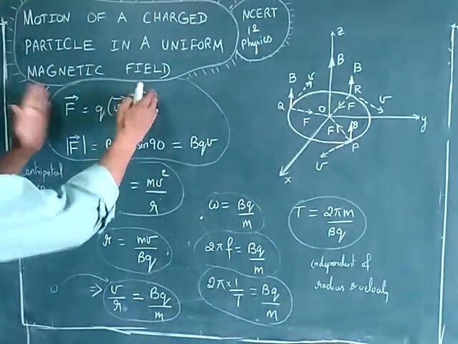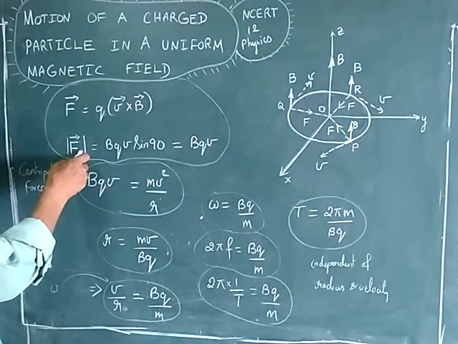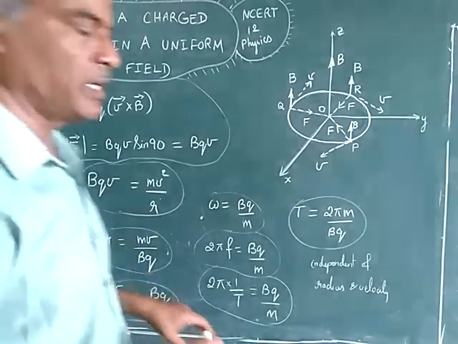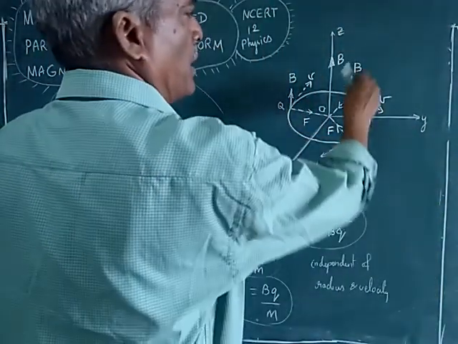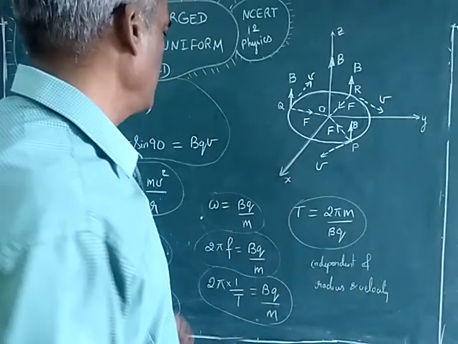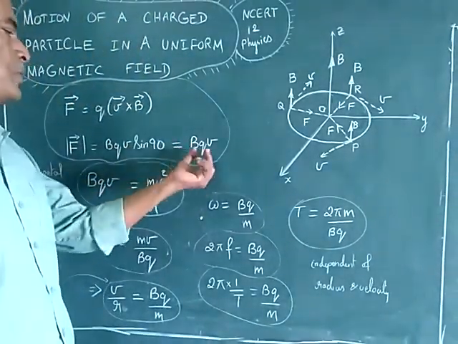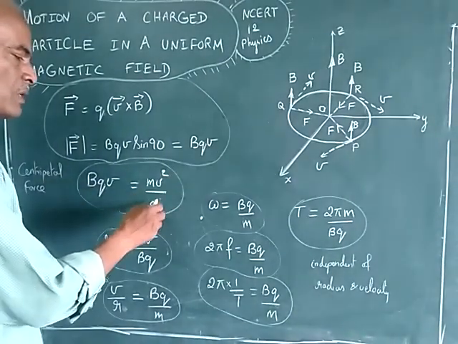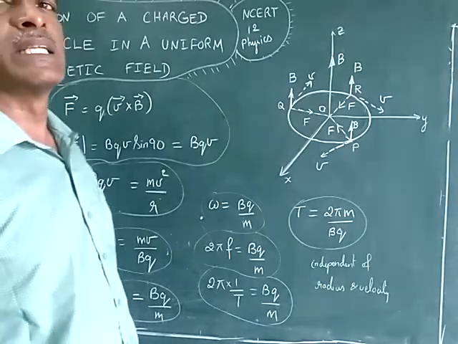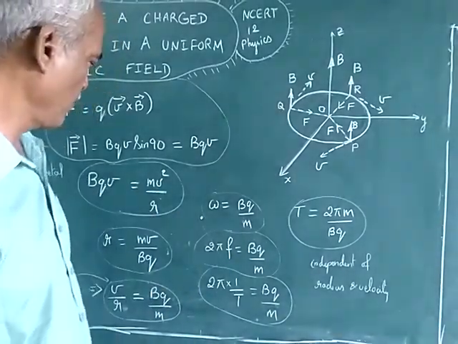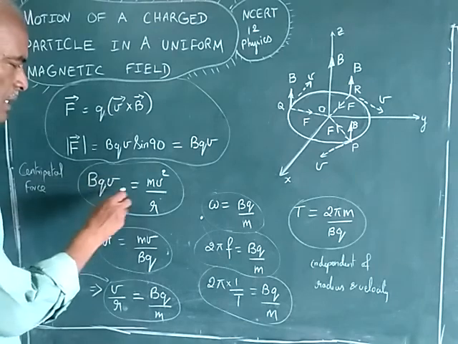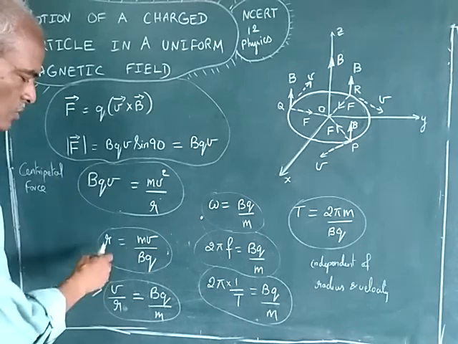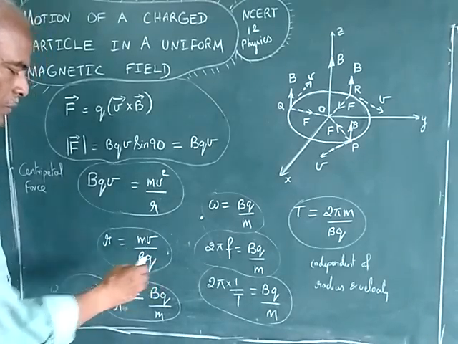If you take the magnitude of the force vector, it is BqV sin theta. I already told you the angle between B and V is 90 degrees, so sin 90 is 1. Therefore this force will be BqV. Now this force is equated to mv square by r, which is the centripetal force. From this equation, one V cancels, this r is brought over here, Bq goes to the other side, so r is equal to mv by Bq.